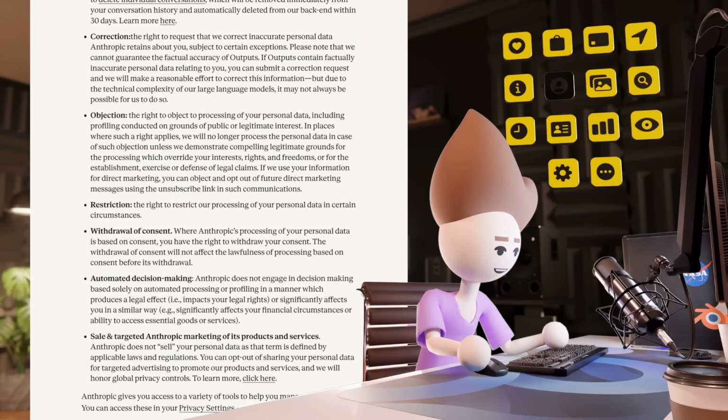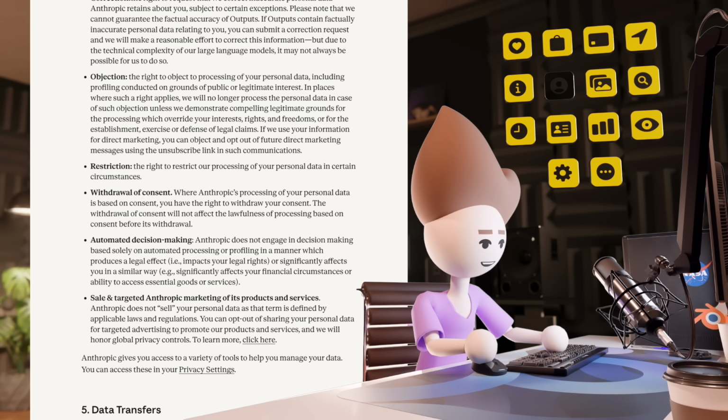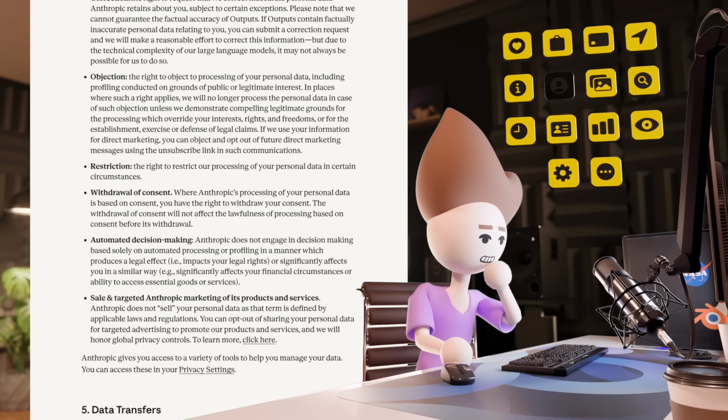Restriction. The right to restrict our processing of your personal data in certain circumstances. Withdrawal of consent. Where Anthropic's processing of your personal data is based on consent, you have the right to withdraw your consent. The withdrawal of consent will not affect the lawfulness of processing based on consent before its withdrawal.